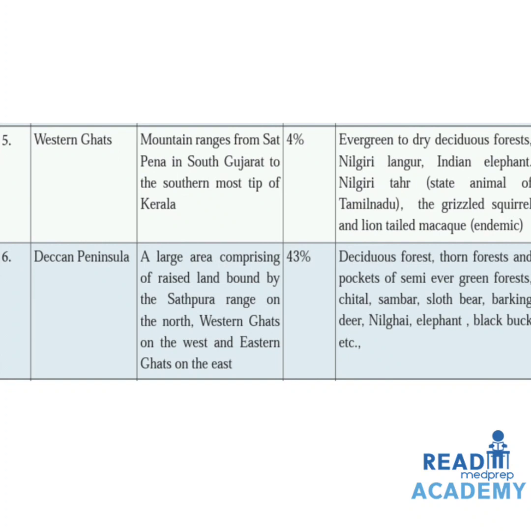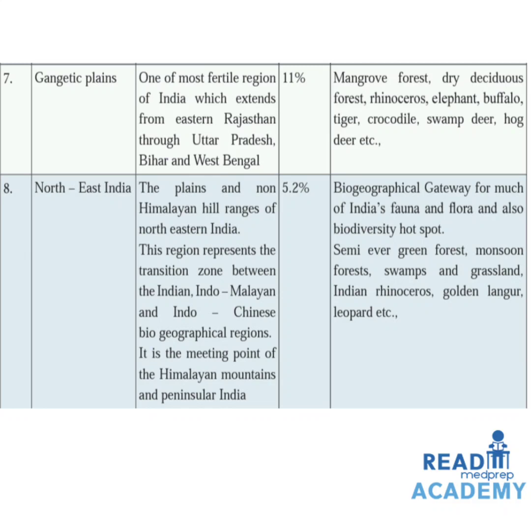Number 7, the Gangetic Plains, one of the most fertile regions of India, which extends from eastern Rajasthan through Uttar Pradesh, Bihar and West Bengal. It occupies about 11%. The biota includes the mangrove forest, dry deciduous forest, rhinoceros, elephant, buffalo, tiger, crocodile, swamp deer, hog deer, etc. Number 8 is the Northeast India.